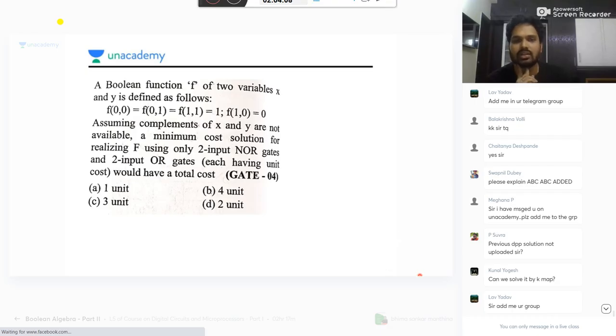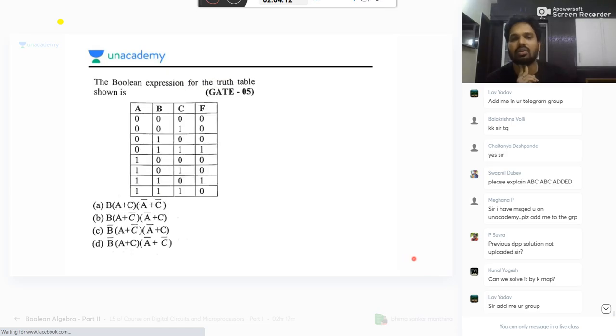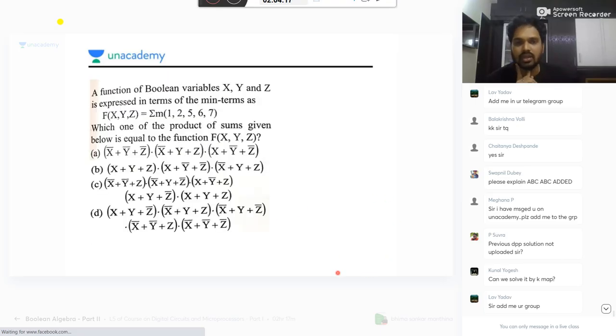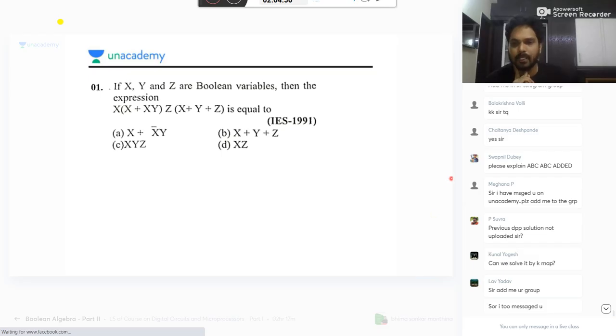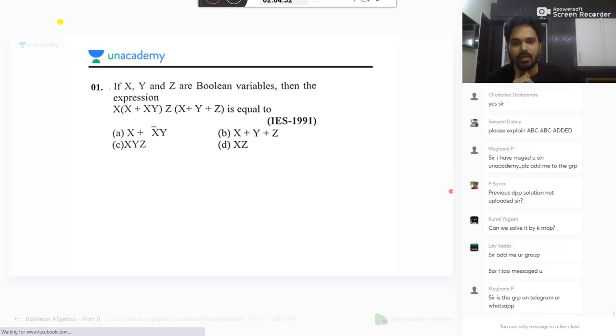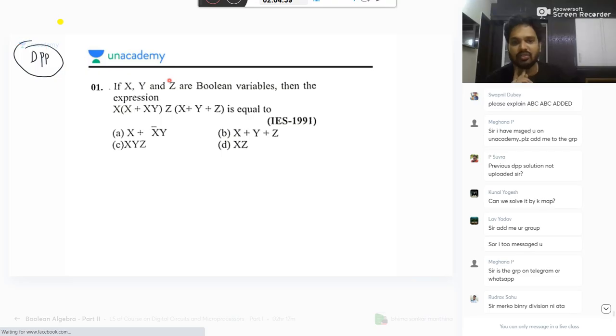From Boolean algebra, I have collected the latest questions that appeared in the GATE exam. I'm giving you those questions. You will be able to solve them definitely. Tomorrow also we'll do a few questions in the class. Both are there. So this is the DPP as you demanded. Okay, I tried to provide it like this.